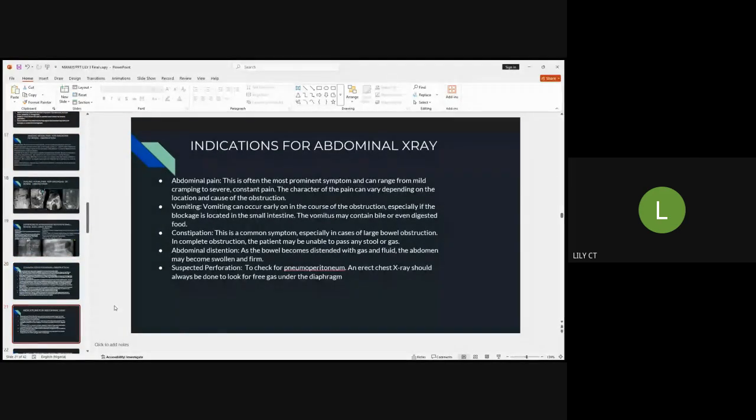Indications for abdominal X-ray: abdominal pain, vomiting, constipation, abdominal distension, and suspected perforation.